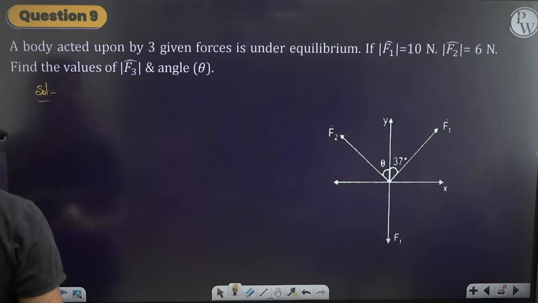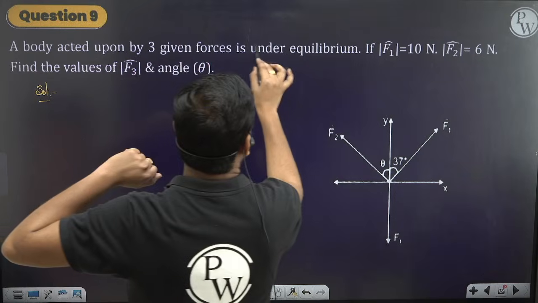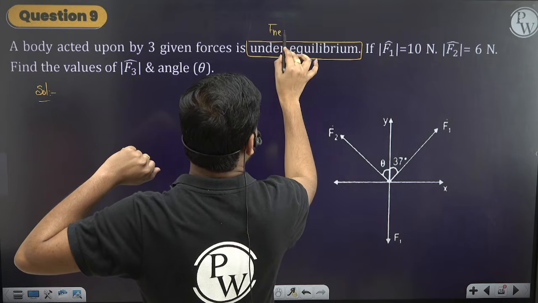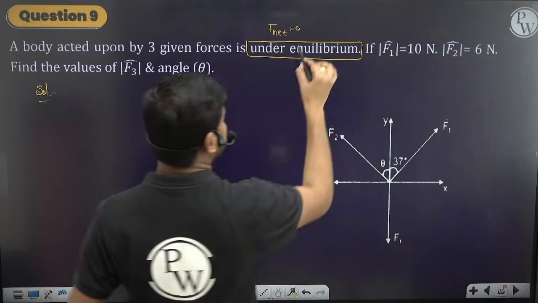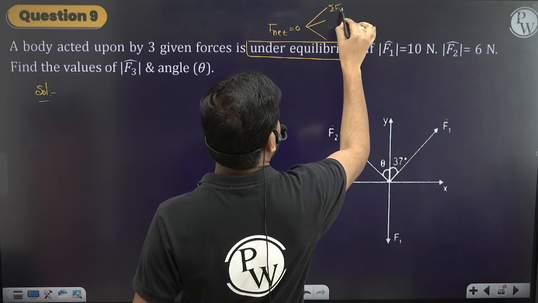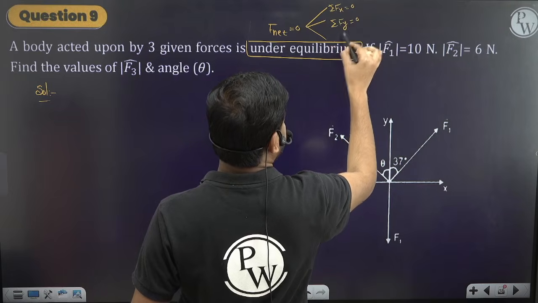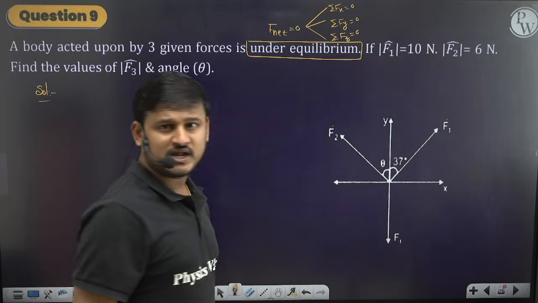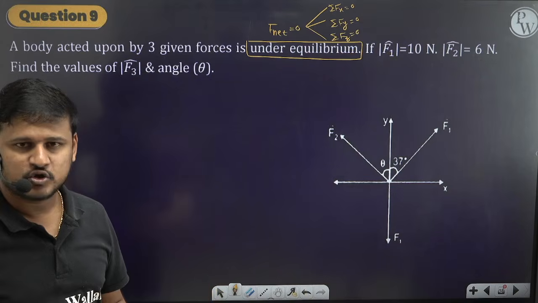A body is acted upon by 3 forces and is under equilibrium. So what does equilibrium mean? If the body is in equilibrium, the net force acting on the body is 0. So the summation of forces in the x direction is 0, the summation of forces in the y direction is 0, the summation of forces in the z direction is 0. Remember this.